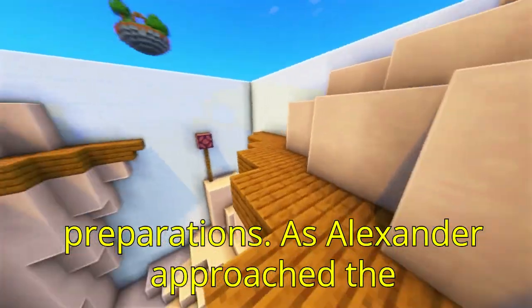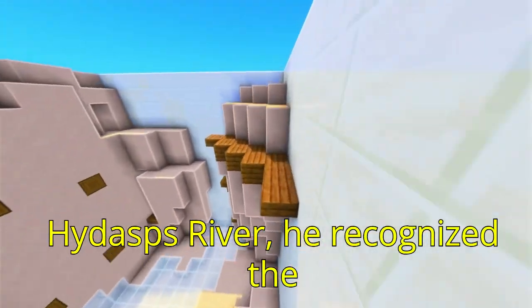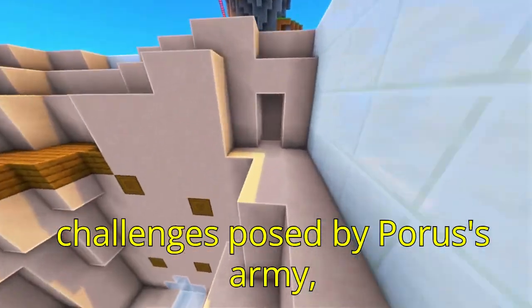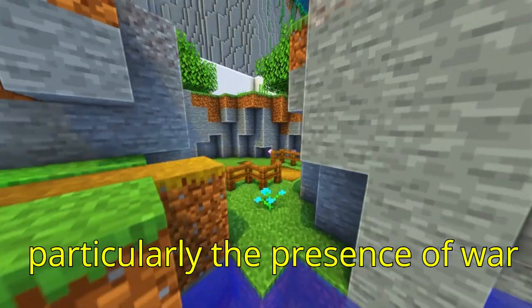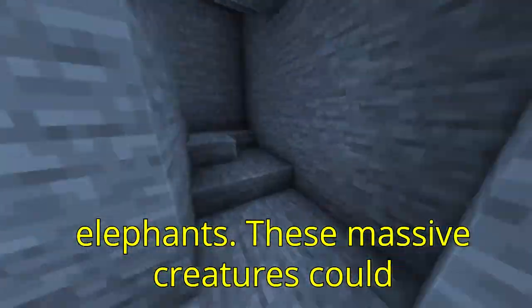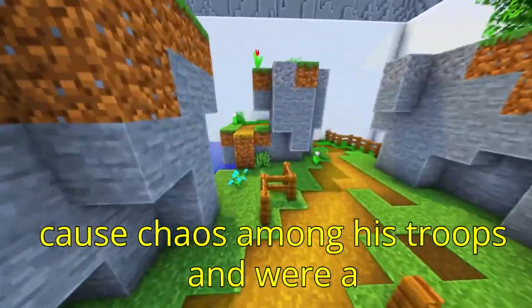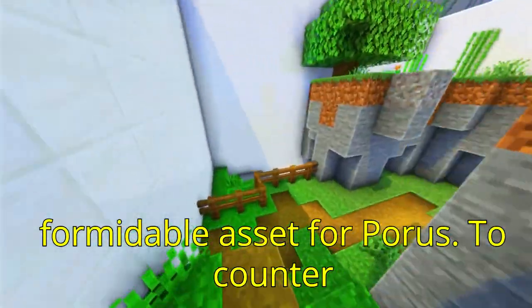Tactical preparations. As Alexander approached the Hydaspes River, he recognized the challenges posed by Porus's army, particularly the presence of war elephants. These massive creatures could cause chaos among his troops and were a formidable asset for Porus.